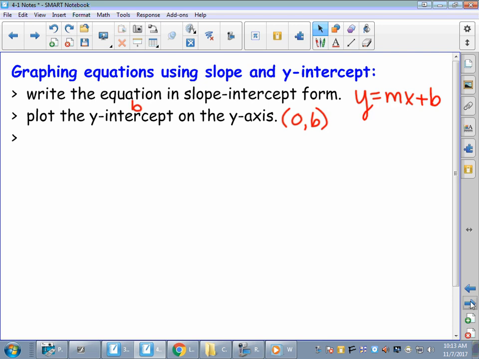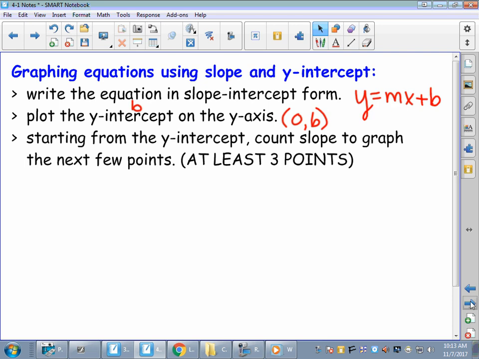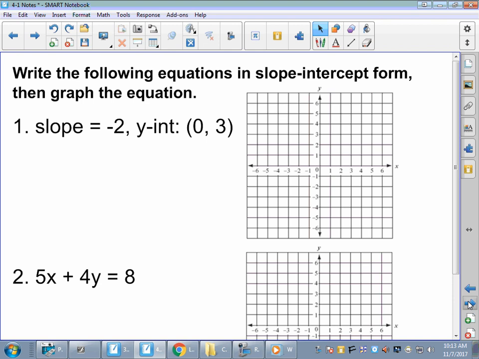And then after you plot the y-intercept, starting from that point, we're going to count slope to graph the next points. You can use slope to graph as long as you have a beginning point. So in this case, our y-intercept is going to be our starting point, and then we count slope to find the other points. So if you look at this first example here, slope is -2, and my y-intercept is 3. So y equals -2x plus 3.